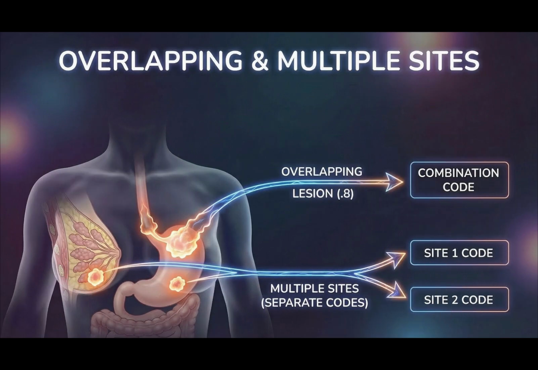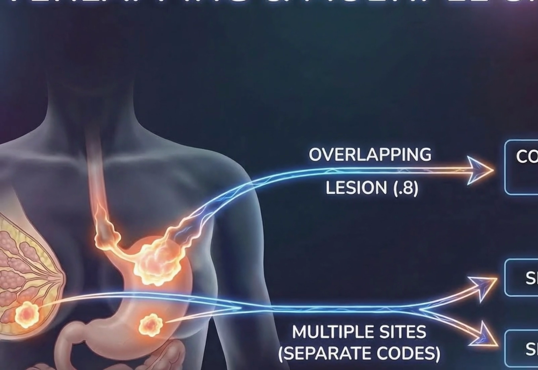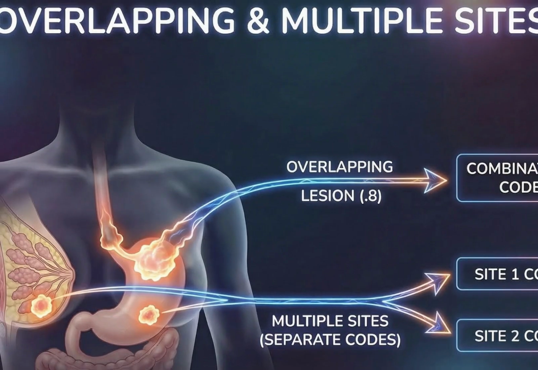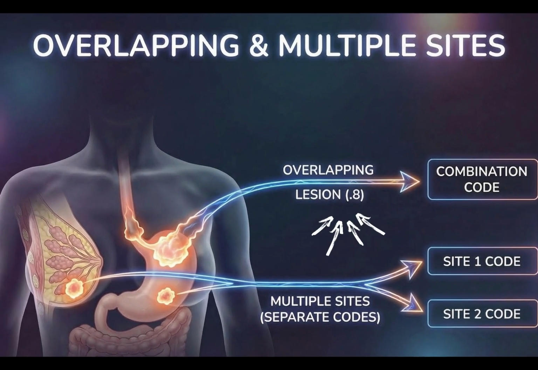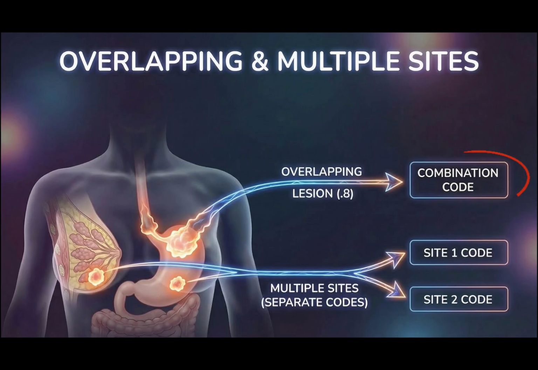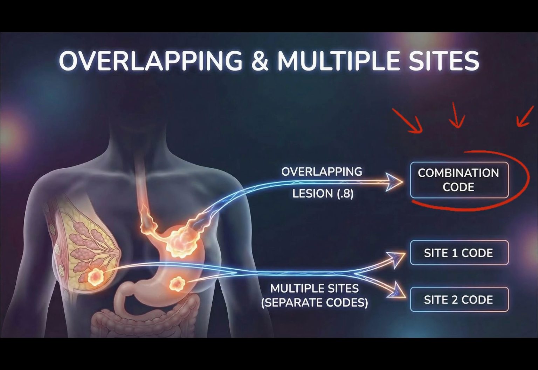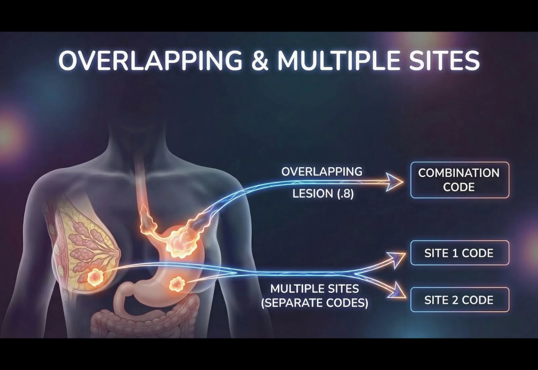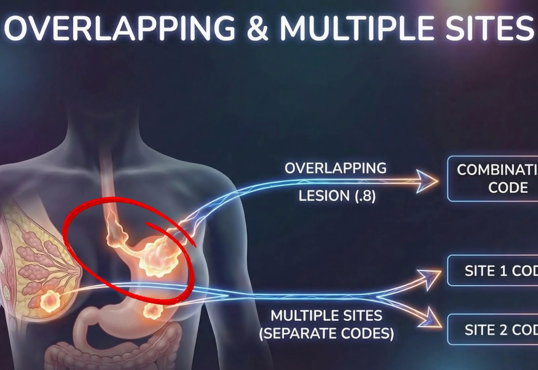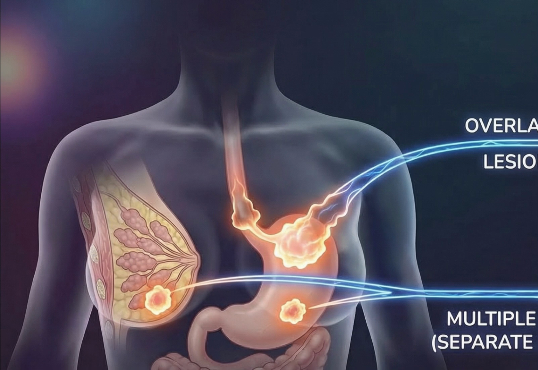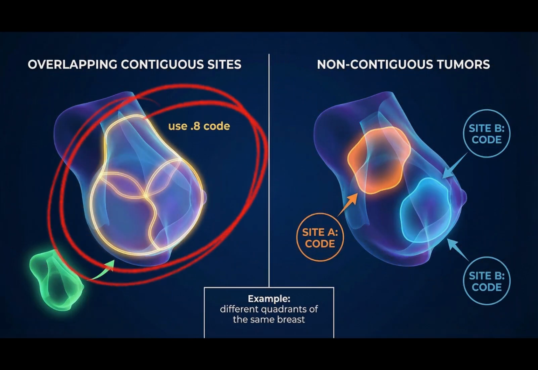Here's an important neoplasm coding rule that many new coders miss. When a primary malignant neoplasm overlaps two or more contiguous sites, ICD-10-CM instructs us to assign the .8 code, known as the overlapping lesion code, unless a specific combination code already exists. Now, pause here because overlapping has a very precise meaning. It applies only when the tumor crosses the boundaries of adjacent, touching sites, not separate, not distant.